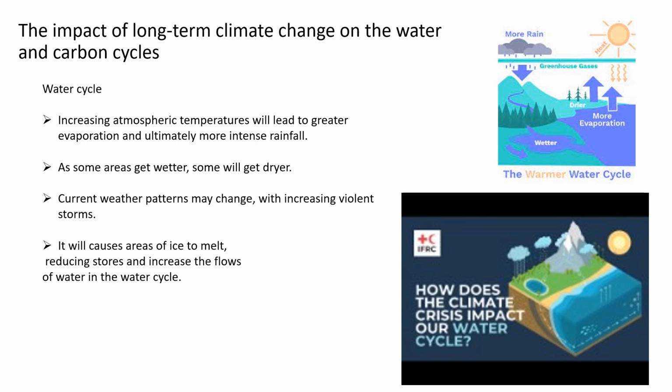We're going to get much more frequent storms and much more violent storms as well, much more extreme weather. And in some areas we're going to lose traditional stores of water, particularly our glaciers and our ice sheets will melt, releasing fresh water into the system. So what once was locked up in a store might now start moving really quite quickly through it.